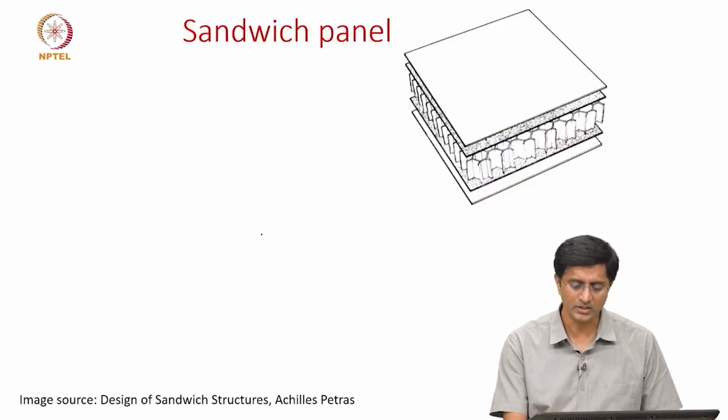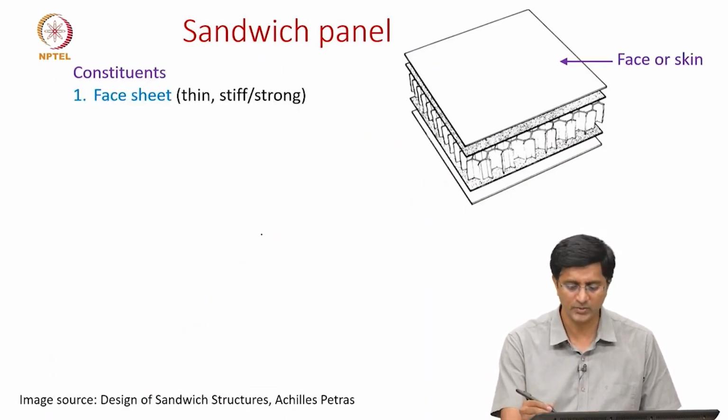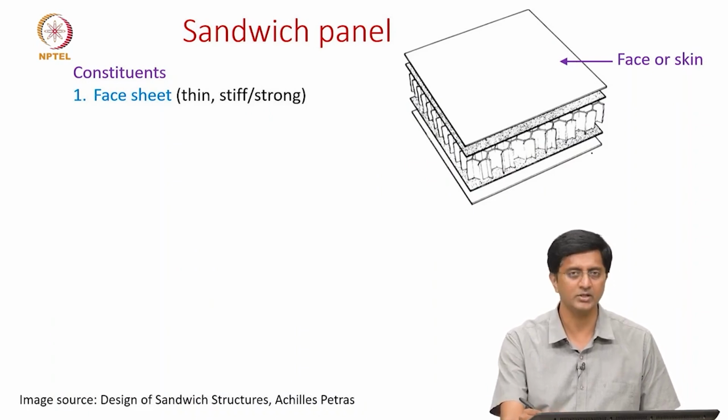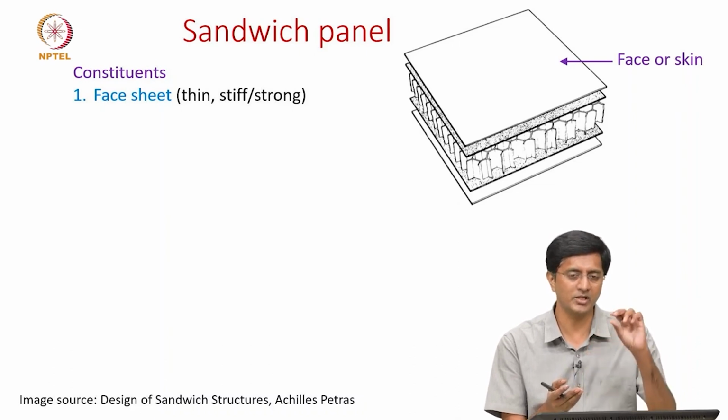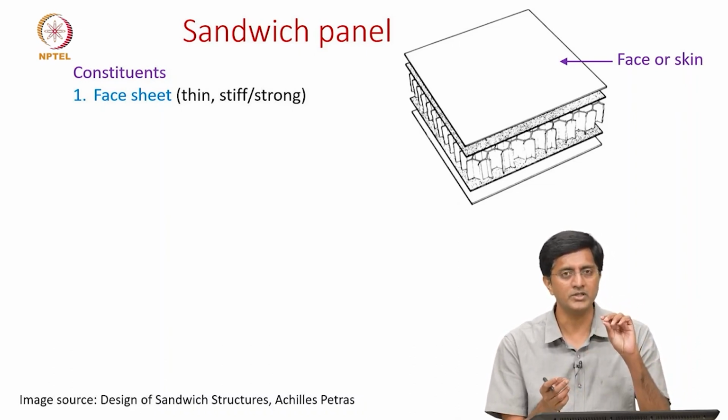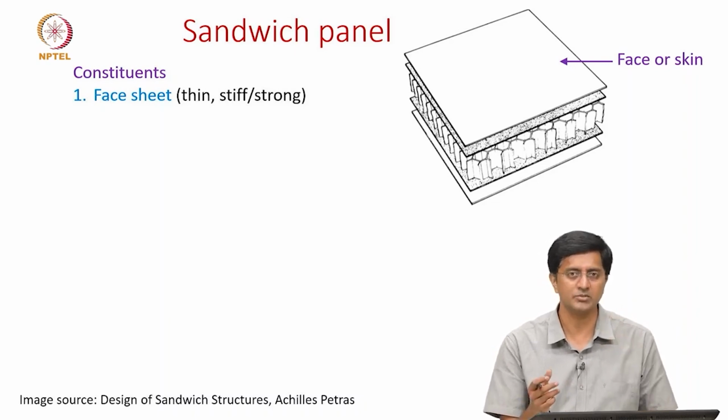So here the image shows a sandwich structure which has three constituents. First is the face material. We have one face material at the top and another face material at the bottom. So it is a pair, and usually these are symmetric, meaning the top layer and the bottom layer are made up of the same material, the same thickness and the same geometry.